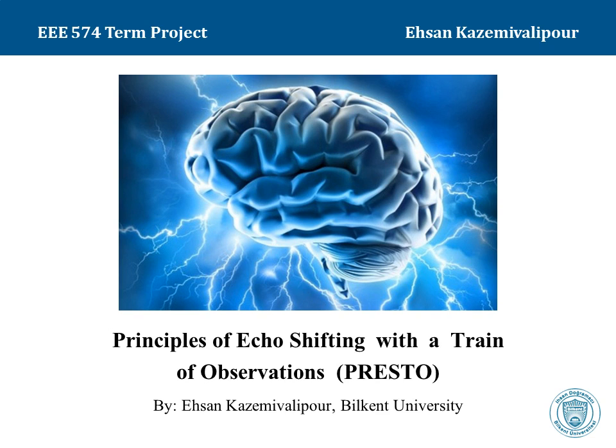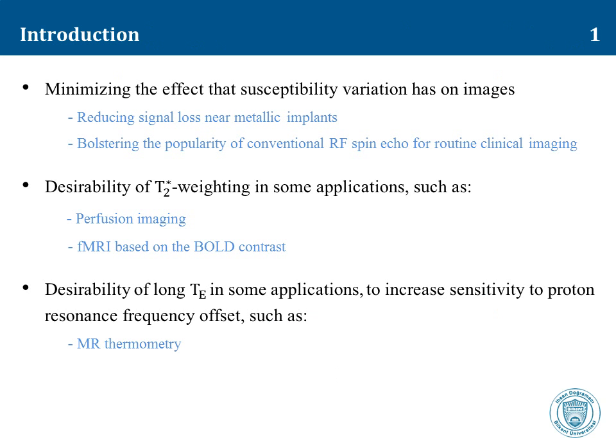Hi everyone, in this presentation I'm going to describe one of the many MRI pulse sequences. Among different pulse sequences I have chosen principles of echo shifting with a train of observations, or PRESTO, to work on it. In many MRI applications, it's desirable to minimize the effect that susceptibility variation has on image, for example, to reduce signal loss near metallic implants.